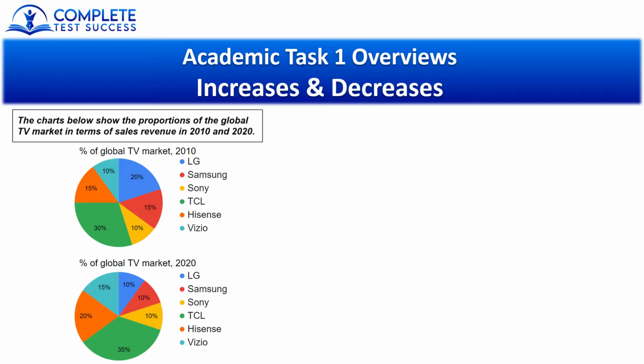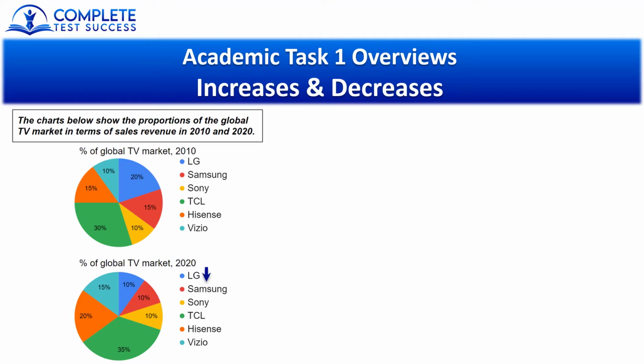Let's look at another question with more than 1 year. There's no need for us to draw arrows in the chart for 2010 because what we're looking at is the difference between 2010 and 2020. So looking at LG, we can see it had 20% in 2010 and 10% in 2020, so I'll put an arrow pointing downward next to LG.